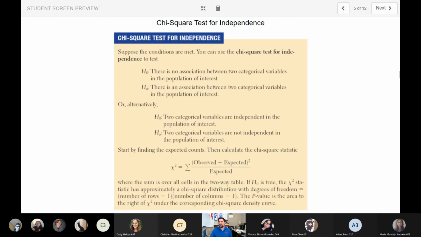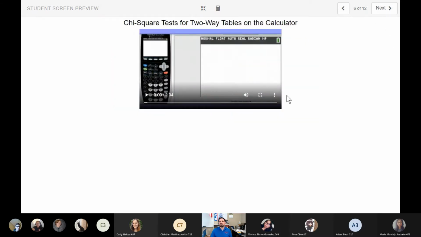So next here, we're gonna look at a short video. Hopefully this cooperates with me today, showing how to do chi-square tests for two-way tables on your calculator. This can be incredibly helpful. This uses matrices on your calculator to input the data from a two-way table, and then your calculator finds your chi-square statistic, your p-value, all that fun stuff that you'll want. It can do that for you, which saves a ton of time. Doing these things by hand can be very time consuming.